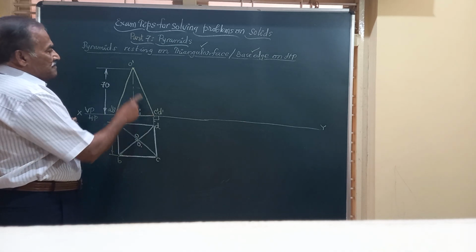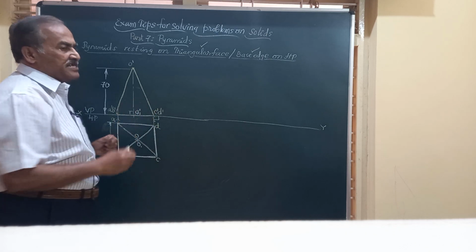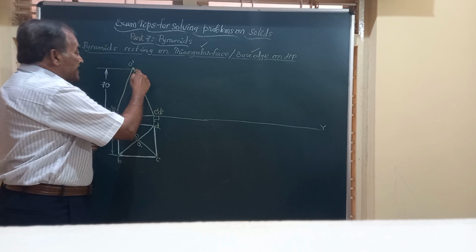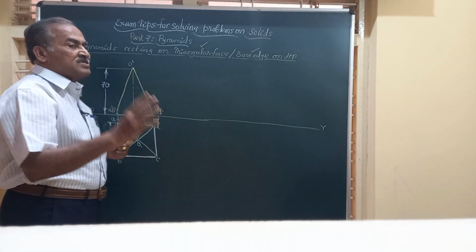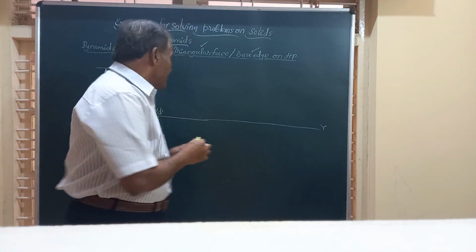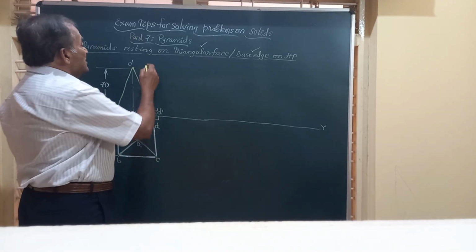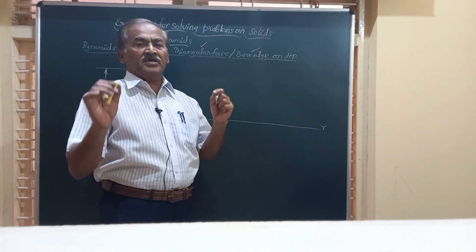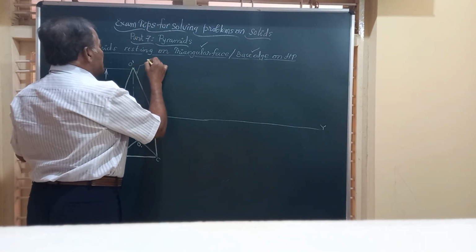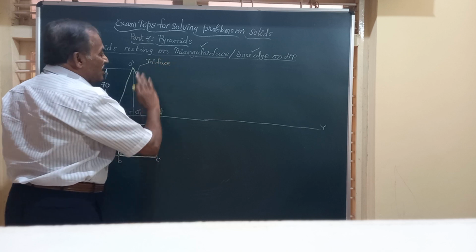Friends, if you see this last line, it has got O dash, C dash, D dash. So there are 3 points on the extreme right line. Since there are 3 points, this represents a triangular face which is inclined at this angle to HP. But in the question it says resting on triangular face. So what is to be done? This triangular face is to rest on HP.